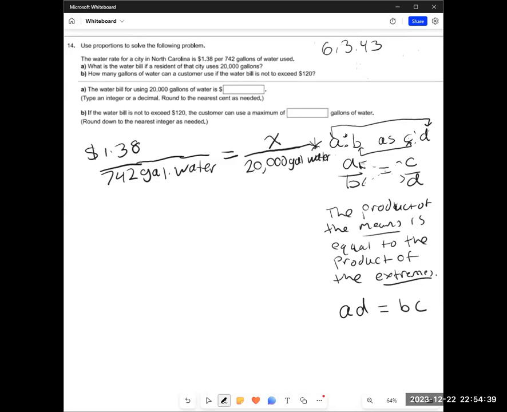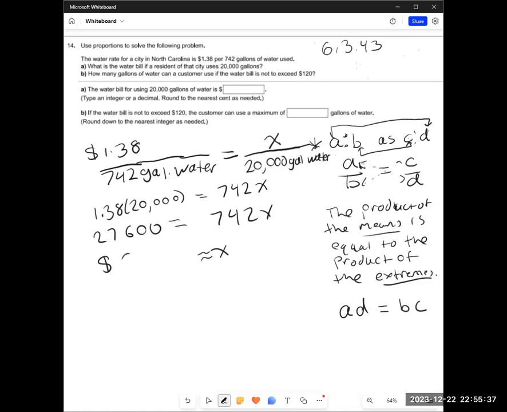And we're going to say that 1.38 times 20,000 gallons is equal to, and I'm just going to deal with the numbers, 742x. We're going to end up with an answer in dollars and cents when we're done. So 1.38 times 20,000 is 27,600, which is equal to 742x. Divide by 742, and we get x equals about $37.20. Round to the nearest cent as needed.